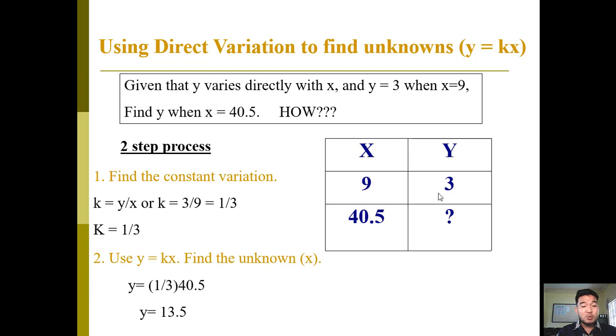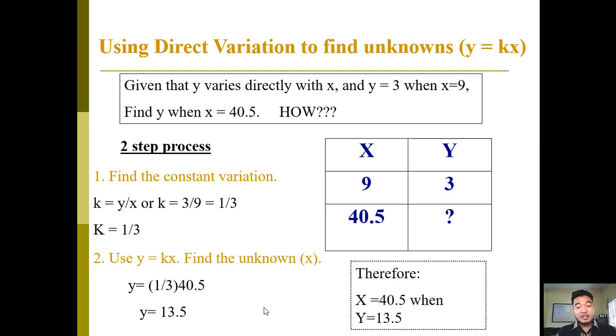And then, use y equals kx. So, ano daw si x dito? 40.5 times 1/3 is equal to y. Ito lang yun, papalitan lang natin yung k ng 1/3, si x ng 40.5. Then, 1/3 times 40.5 is equal to 13.5. So therefore, x is 40.5 when y is equal to 13.5.